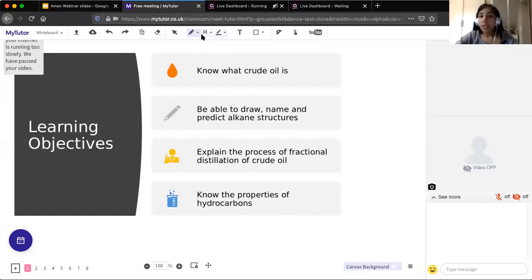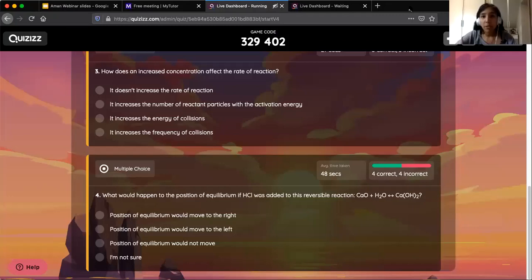Someone's saying they don't understand. Do you mind sending a question as to what you don't understand? Yep, so can I please explain the change in the position of equilibrium? Sure. So the 2 questions that we had on the screen about changes in position of equilibrium.